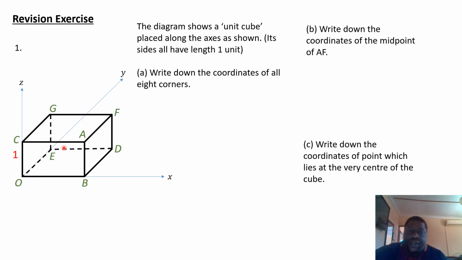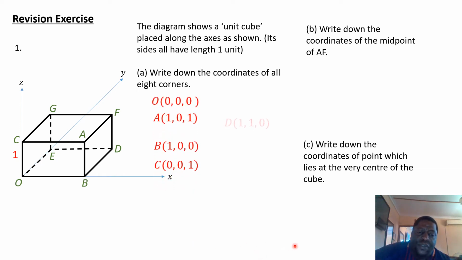Okay, so we have got another question here. It shows a unit cube. So cube means all of the distances are basically 1, 1, 1, okay, everywhere. So how do you write down the coordinates of all the 8 corners? Well, pause the video and then you can actually do that. And then you write down the coordinates of the midpoint of AF, and write down the coordinates of the point which lies at the very center of the cube, somewhere in there. So it'll be a lot of halves there. All right, so I hope you get to the same points as this for all the points of the cube.